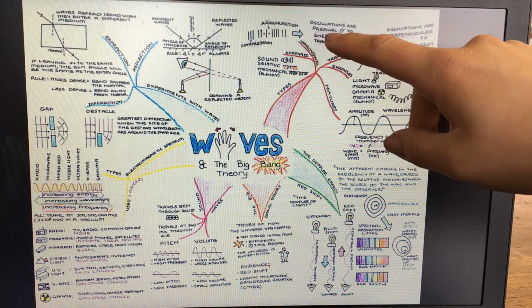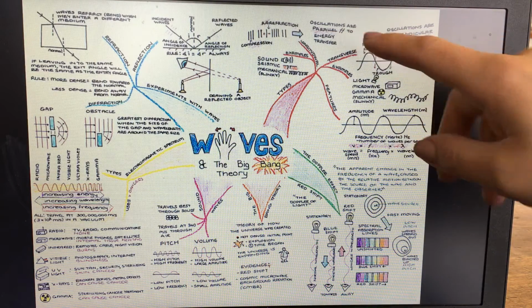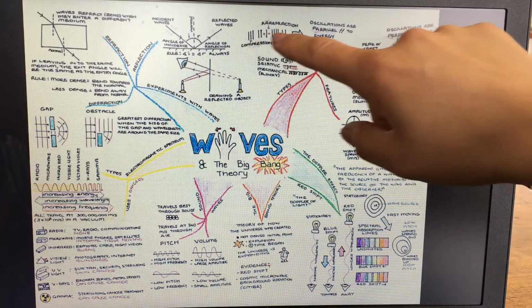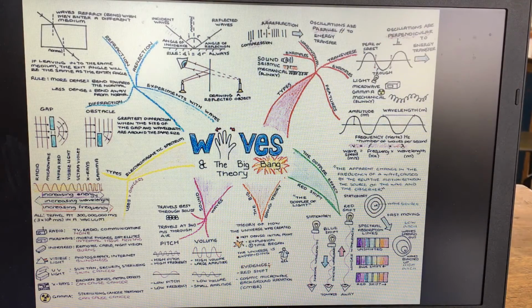And a really important key part you need to know is that the oscillations, so the direction of travel, are parallel to the energy transfer. So the oscillations will go this way, and so does the energy transfer, so they are parallel. That's a really important key word there.